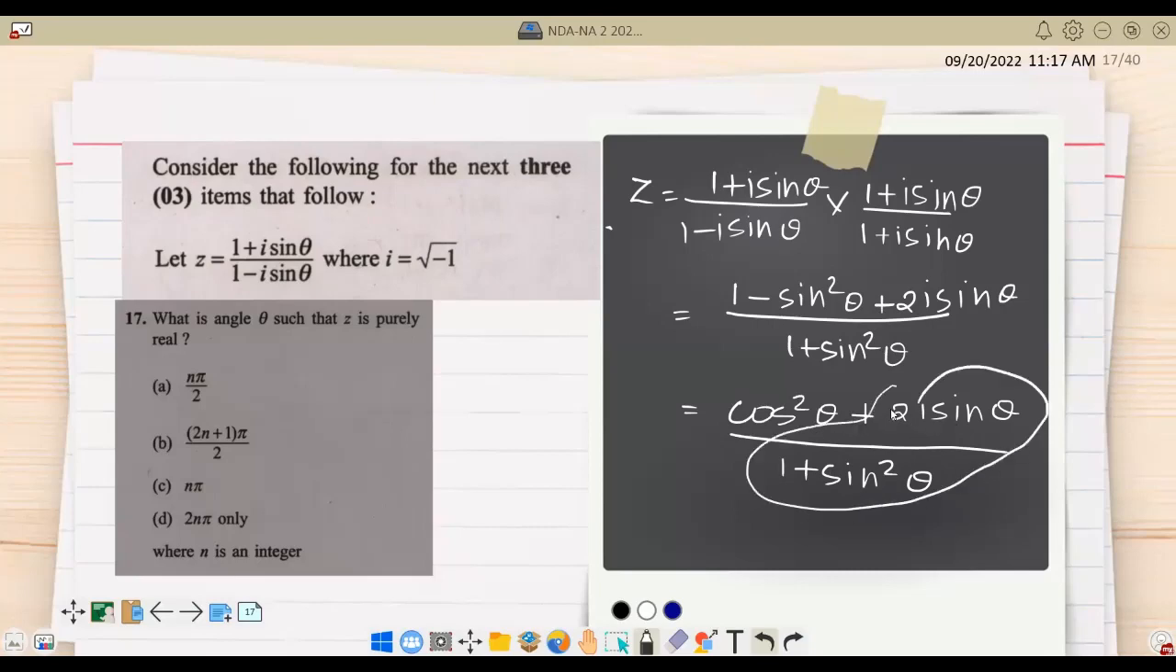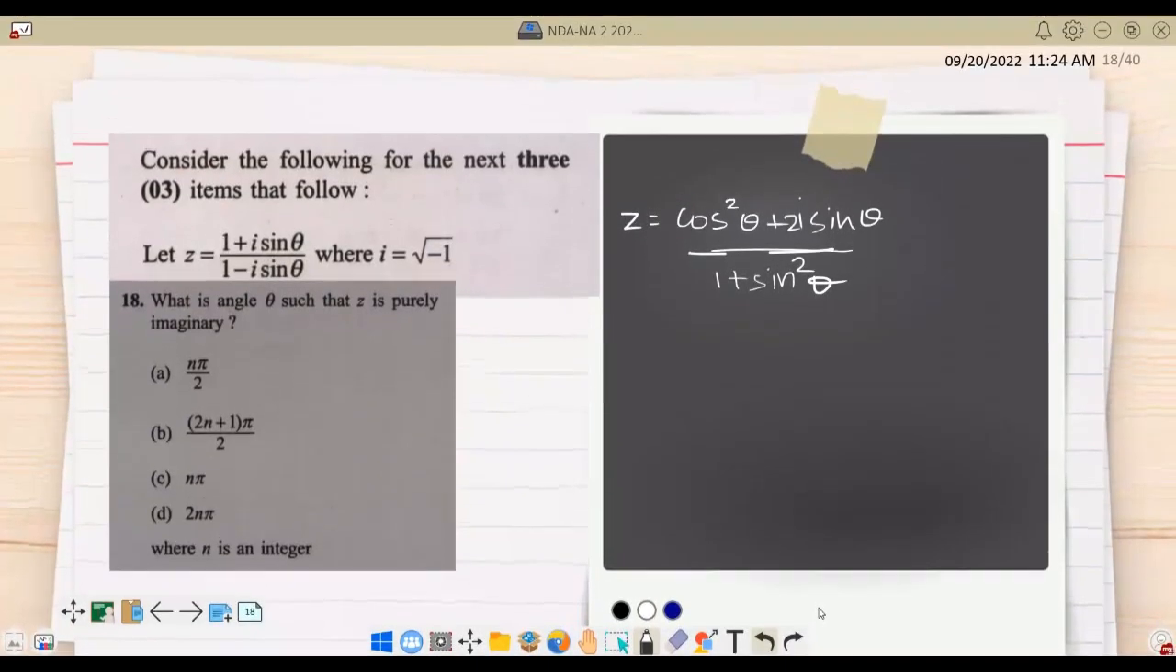If this should be equal to 0, then the numerator should be equal to 0. The numerator is 2i sin theta. 2i sin theta should be equal to 0. So sin theta should be equal to 0. So obviously you get sin theta is equal to 0. Right. If sin theta should be equal to 0, then the values of theta should be 0, 180, again 360. So this is n pi. The option C is your answer.